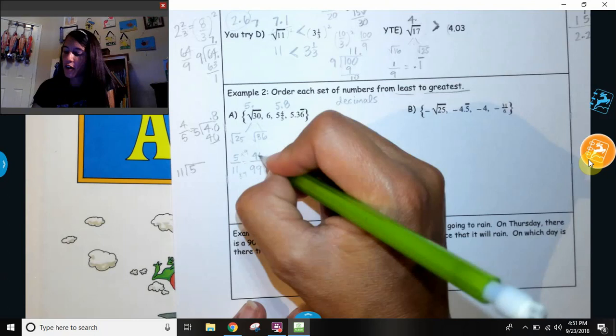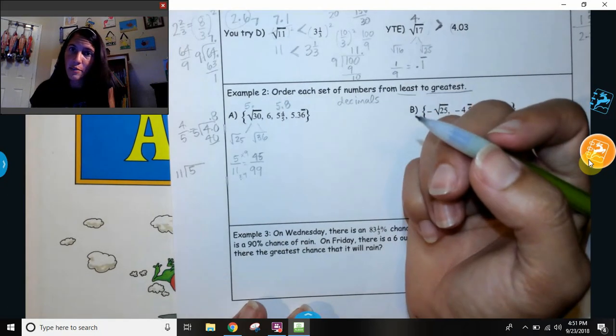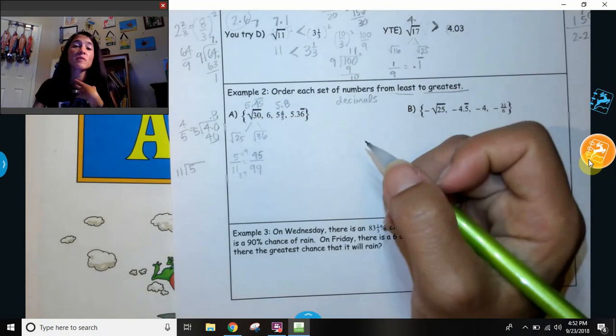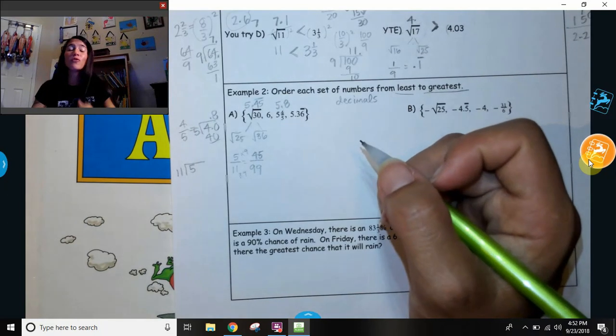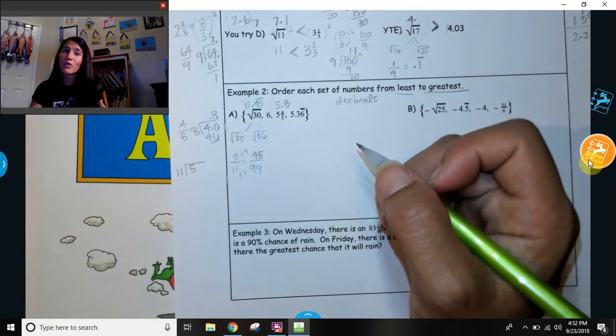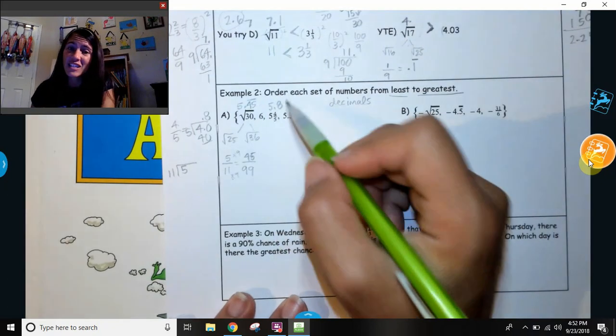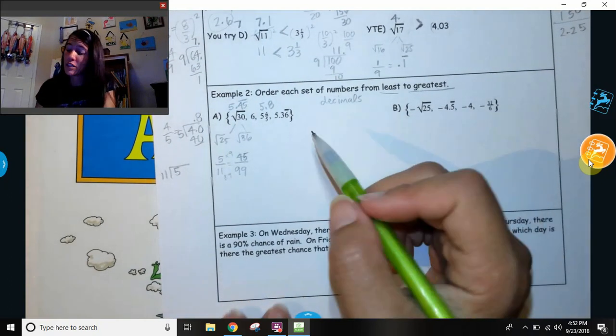5 times 9 is 45. So I know because the denominator is 99, this is going to be 45 repeating. Now, this is just my estimate. If you want a calculator and actually calculate the square root of 30, it's not going to be 0.45 repeating. It's just an estimate. But this gives us enough that we can order the numbers from least to greatest.